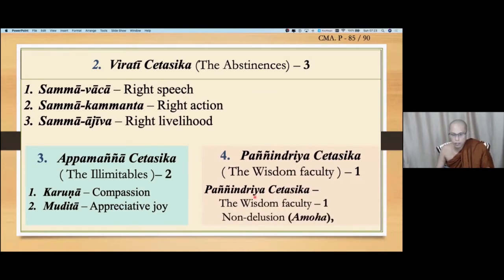Then the last one is Pannindriya, Pannindriya cetasika. Panna is wisdom and Indriya is faculty. So Pannindriya is the last of the 25 beautiful mental factors. Pannindriya is the same as non-delusion. You already know amoha as one of the beautiful roots among the 6 roots. So these are the 25 mental factors according to their respective groups.